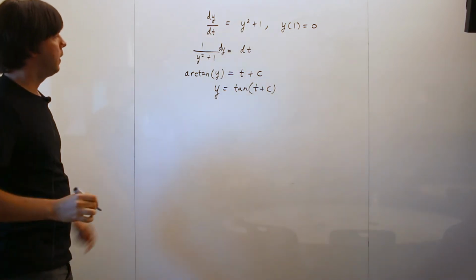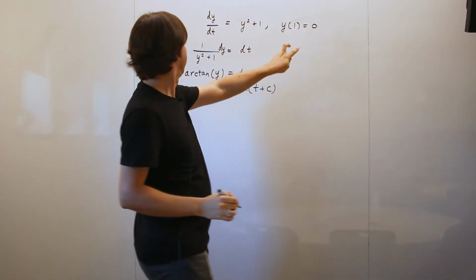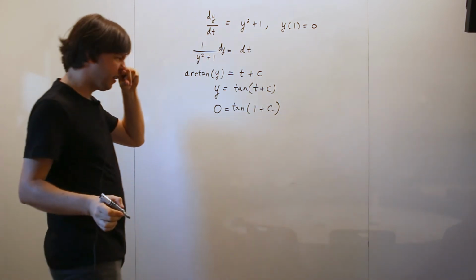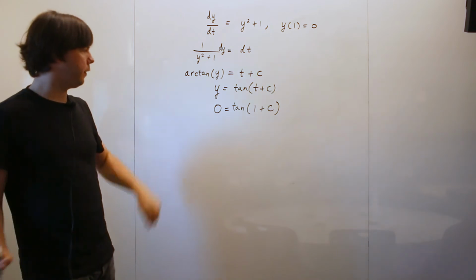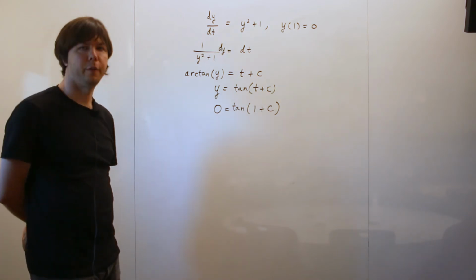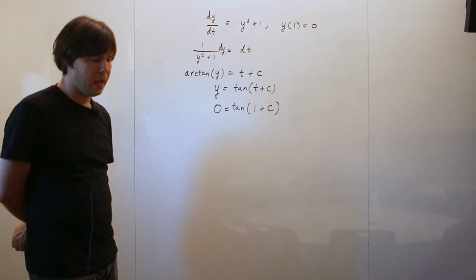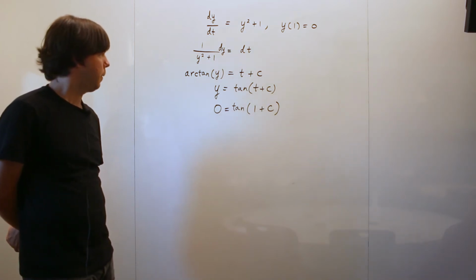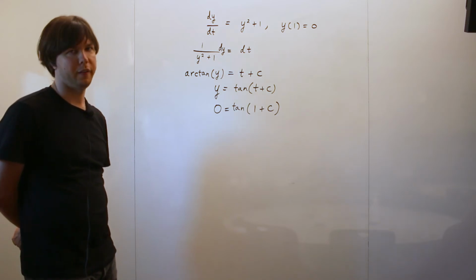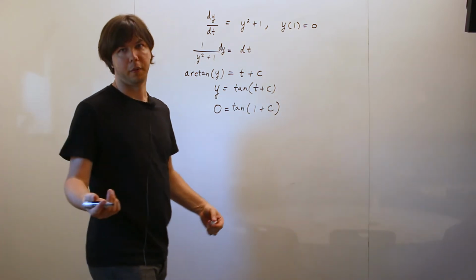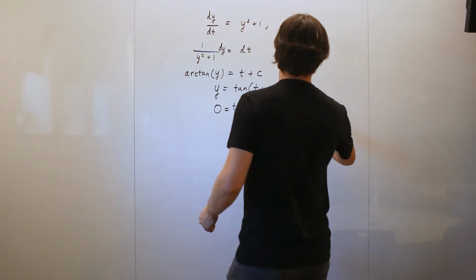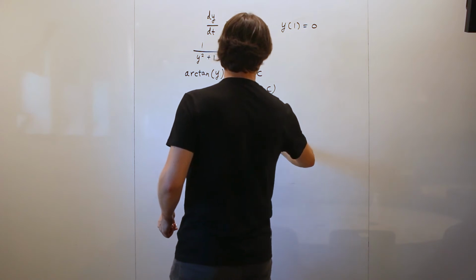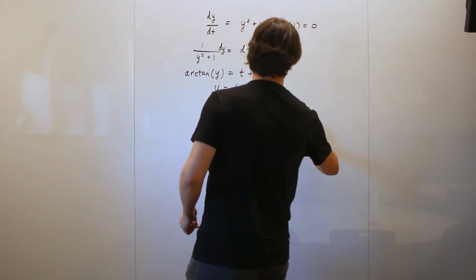Got it? Okay, now I apply my conditions. So y equals 0 when t equals 1. And we could look at this and we could say, okay, well, c has to be -1 because that would give us tan of 0, and tan of 0 is 0. However, that's not the only solution because tan is a periodic function. So there's a number of points where tan is 0. It's just any multiple of pi. So we say 1 plus c equals n pi, where n is just any integer.